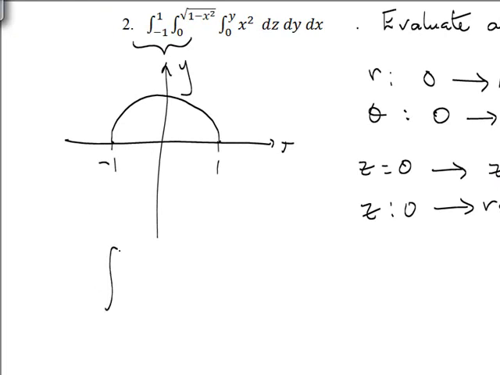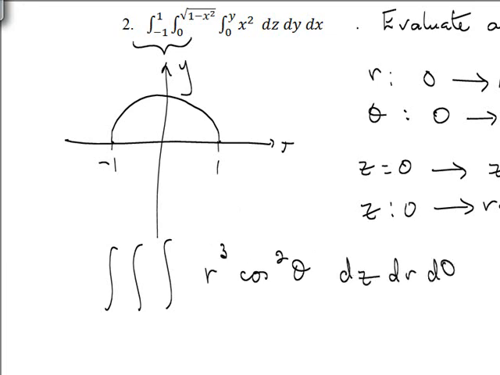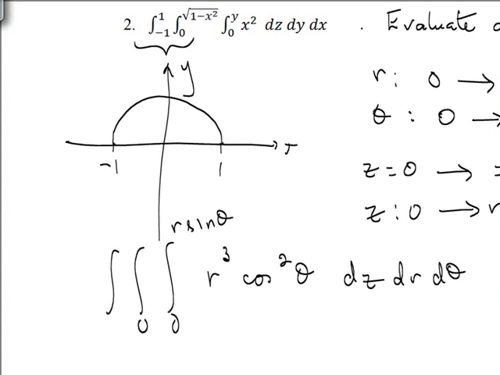Okay, let's set it up. So the integral becomes, let's do the integrand first. X squared is what? R squared cosine squared theta. What else do we need? Jacobian r. So this becomes r cubed and then we have dz dr d theta, z 0 to r sine theta, r 0 to 1, theta 0 to pi. Pi, thanks.